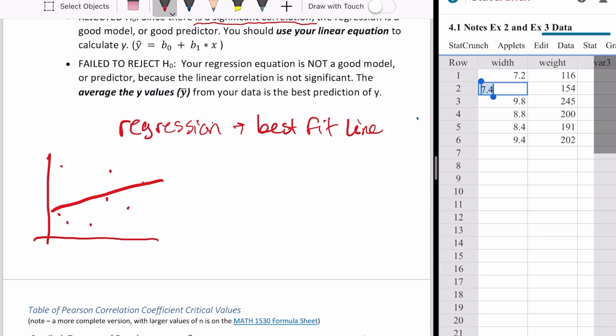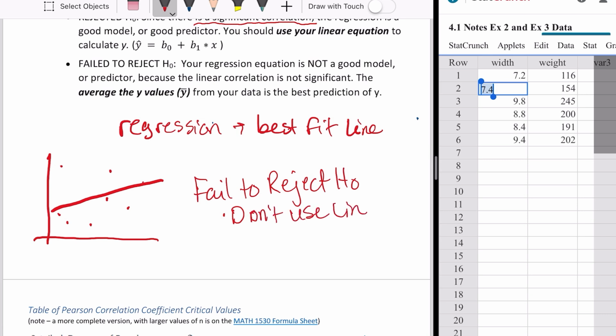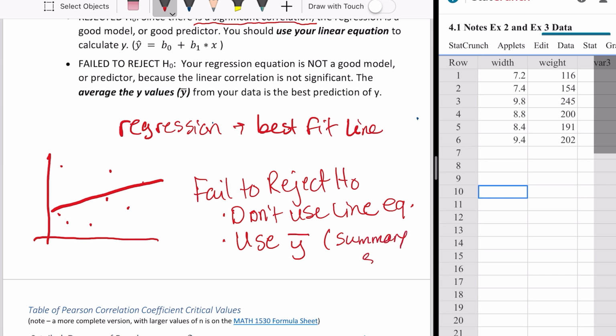Let's write down: if we fail to reject, then we can't use the line of best fit. So what are we going to do instead? We're going to use the mean of the y values as the best prediction of y. That's summary stats. We're just going to do summary stats on the y column and get that mean from it. We're going to demonstrate that in a minute.